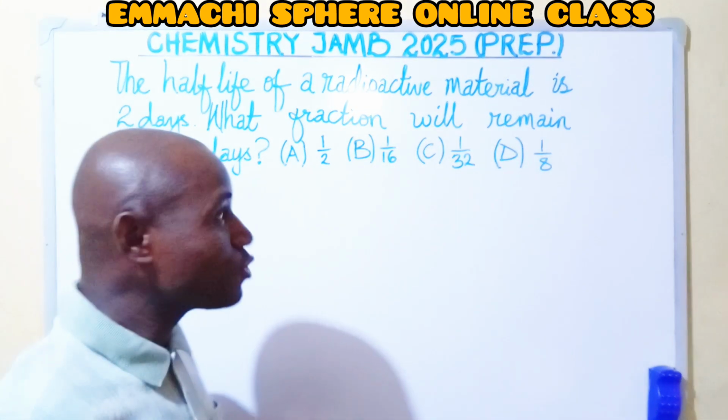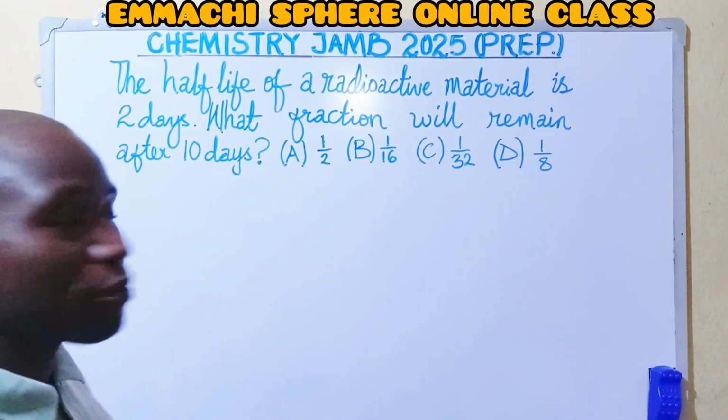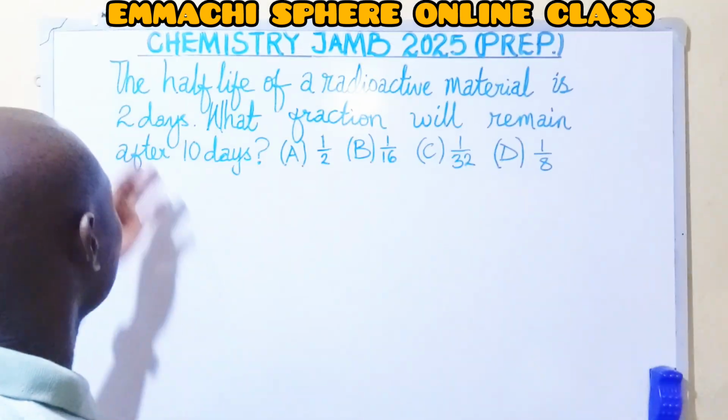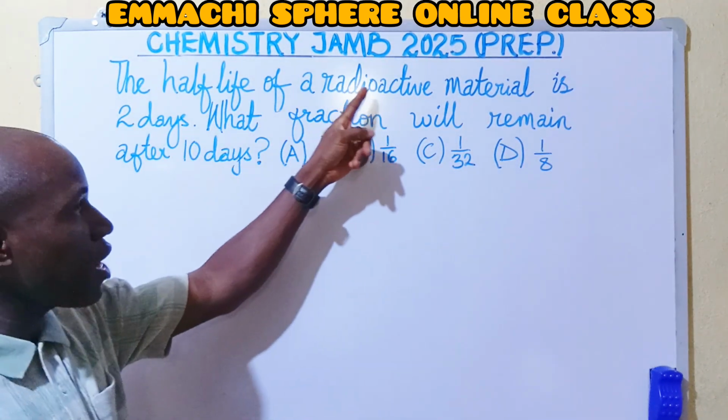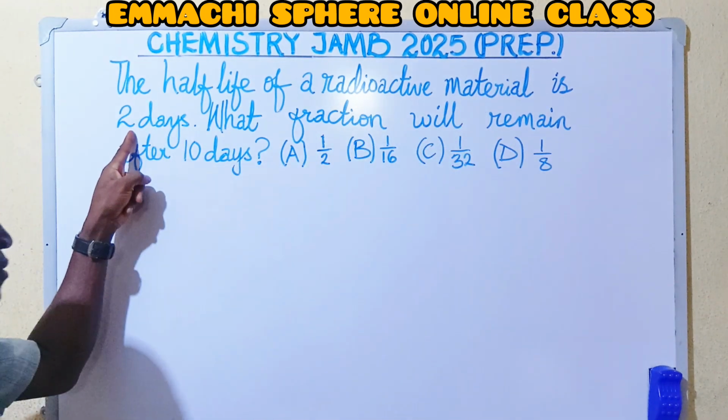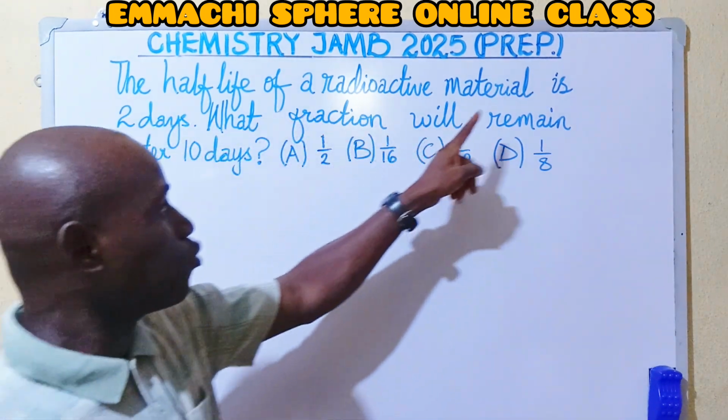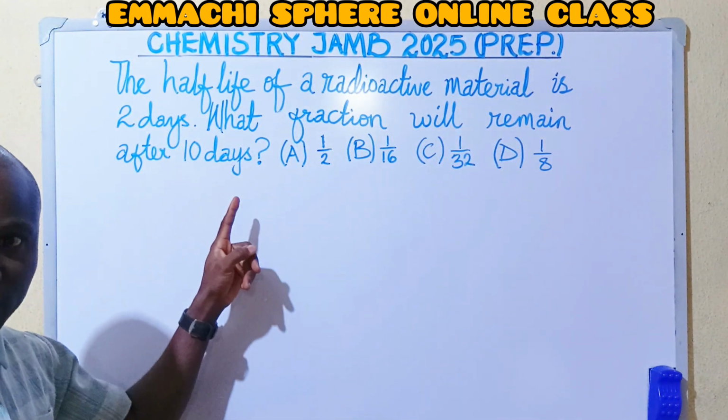Hello, let's solve this JAMB question from Radioactivity. The half-life of a radioactive material is 2 days. What fraction will remain after 10 days?